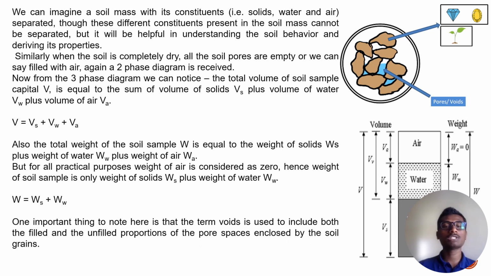Also, total weight of the soil sample W is equal to the weight of solids Ws plus weight of water Ww plus weight of air Wa. But the weight of air is considered zero. The weight of the soil sample is only the weight of soil solids and water. W is equal to Ws plus Ww.